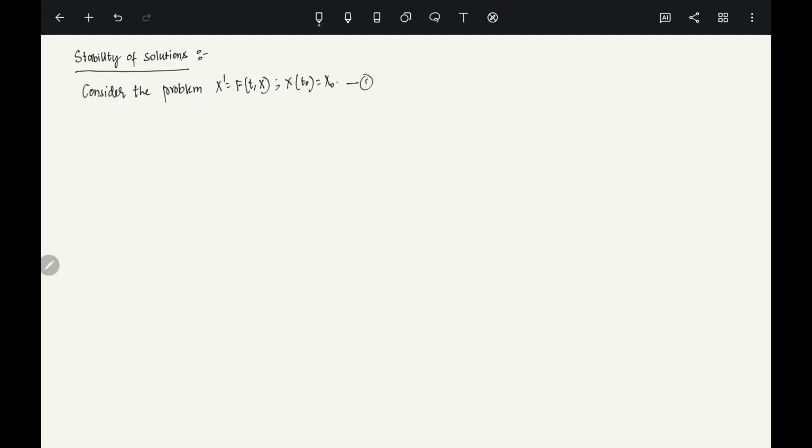Now the thing is this. We are assuming f is smooth. So we know if f is C1, then around t naught there is a unique neighborhood where you have a unique solution, right? So essentially, let me put it this way. Picard's existence uniqueness theorem, that is.